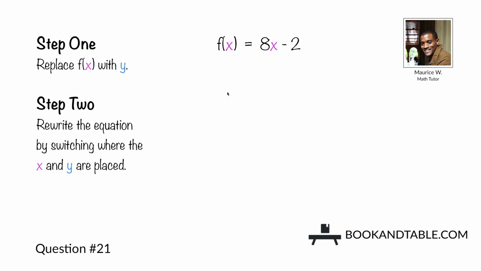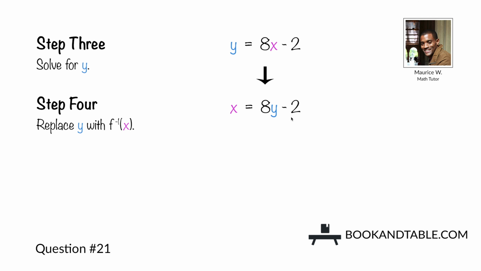Step 1, we want to replace f of x with y. So that gives us y is equal to 8x minus 2. And now step 2, we want to rewrite this equation by switching the y and the x. So that would give us x is equal to 8y minus 2. And now step 3, we want to solve for y. So we'll begin by adding 2 to both sides, giving us 8y is equal to x plus 2.